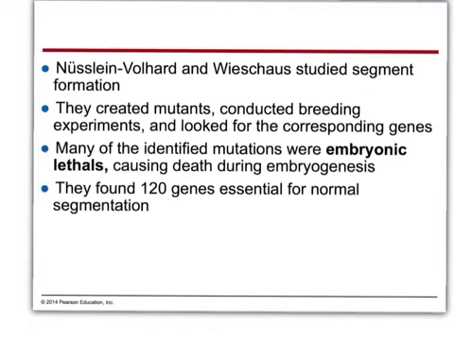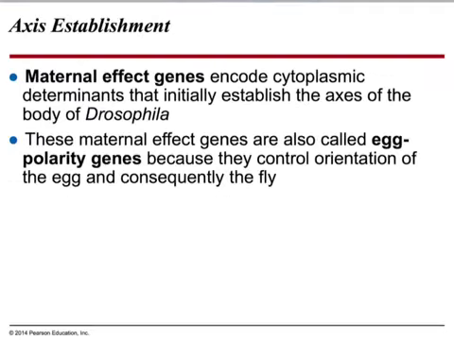All right? So for normal segmentation, they have 120 genes that are important for defining what's the head, what's the thorax, what's the abdomen, what's the first segment of the thorax as opposed to the last segment of the thorax. Okay? What is important for the determination between the end of the head, the beginning of the thorax, the end of the thorax, beginning of the abdomen. All right? And whether or not you could shorten the abdomen, right? The length of it.